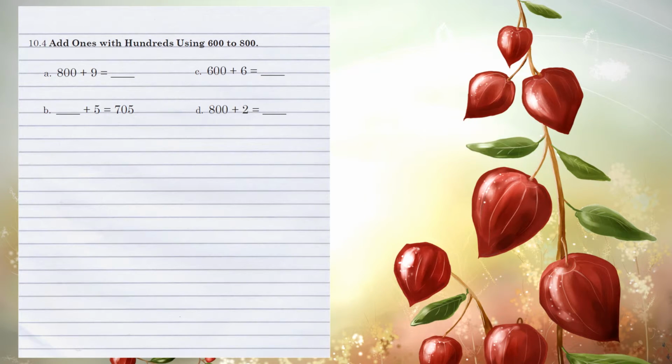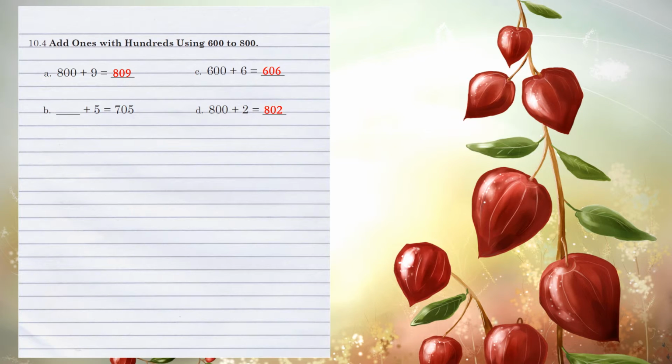Unit 10.4, adding ones with hundreds using 600 to 800. Example A. 800 plus 9. In the ones position, we have 0 and 9, so that gives us a 9. In the tens and hundreds position, there's nothing to add to it, so we just bring the 8 and the 0 over for a final answer of 809.